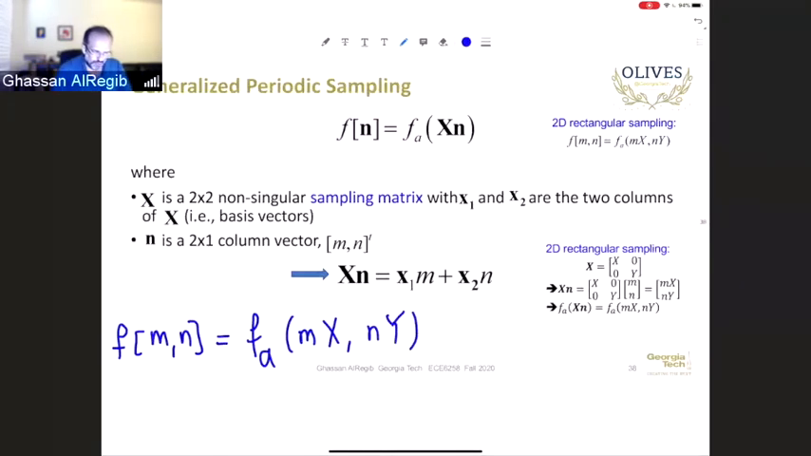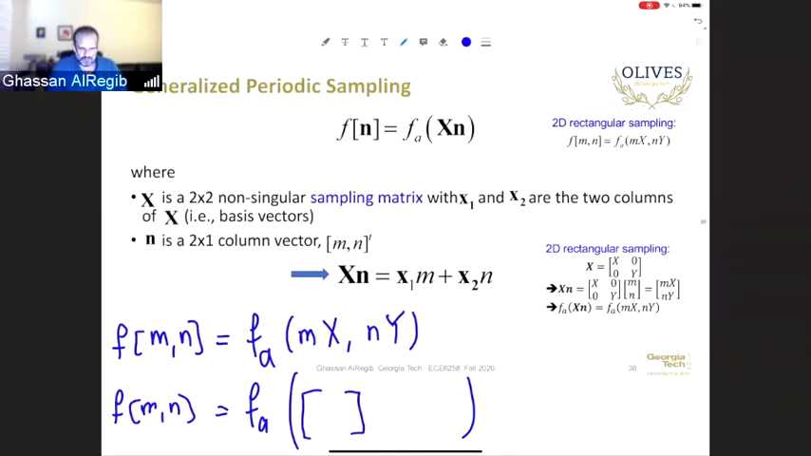What I want to do now to generalize this, so that f of m and n is f_a, and now instead of having just two scalars, capital X, capital Y, I would like to introduce a 2-by-2 matrix. A 2-by-2 matrix. And then what I will have in here is m and n. If I had before X and 0 and 0 and Y, then that's just the special case, which is mX and nY. Right? So now that's what we have on the right-hand side.